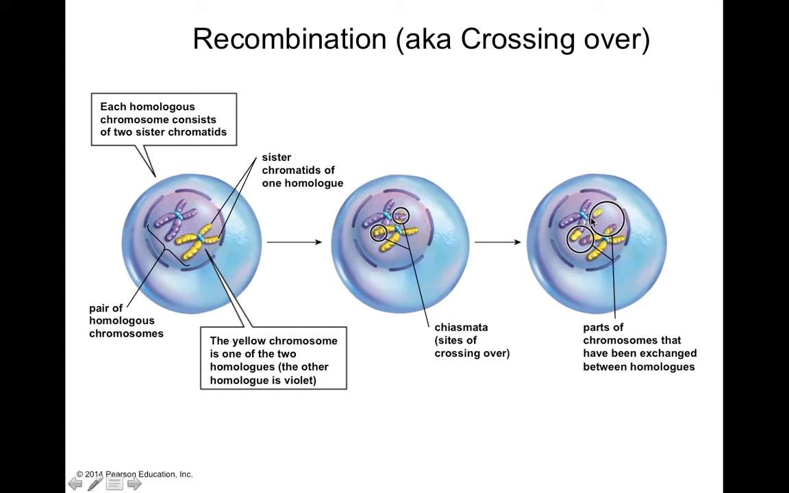So this one's going to be all purple. This one's going to be mainly purple with yellow tips. This is going to be all yellow. This is going to be mainly yellow with purple tips. So all 4 of them are going to be genetically unique.